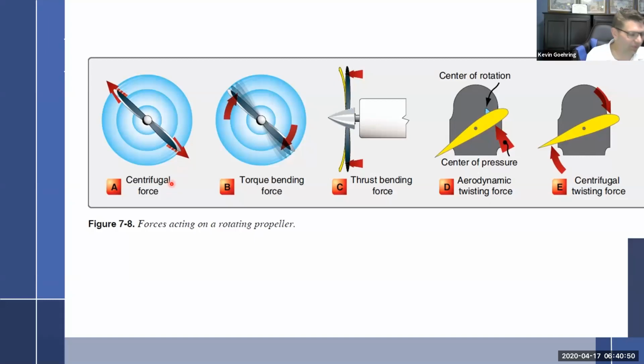So centrifugal force. Torque bending force, as you can see by the picture, is almost like the lead lag when you think about helicopters, except it just causes the blade to lag. It doesn't ever lead. It just starts bending back around. The thrust bending force is if you were to grab the tip and pull.